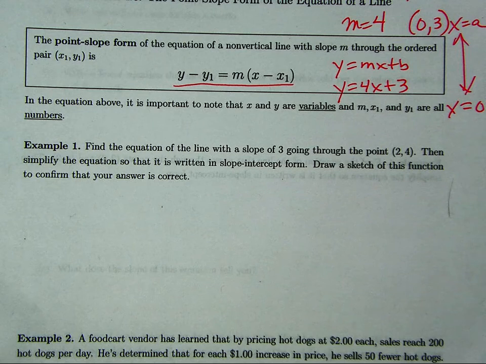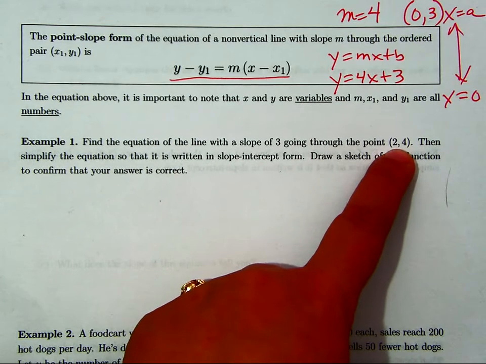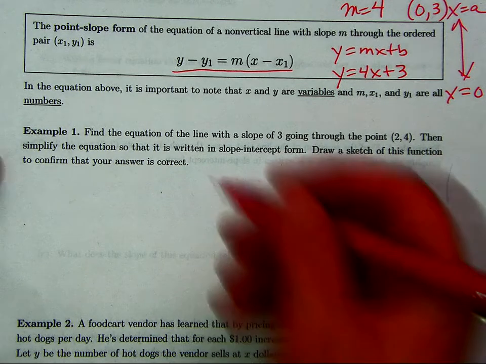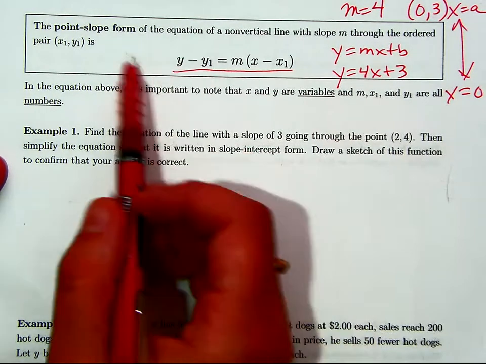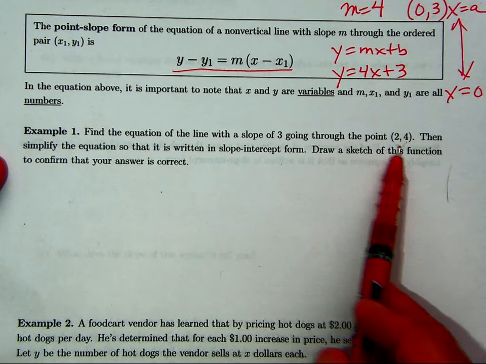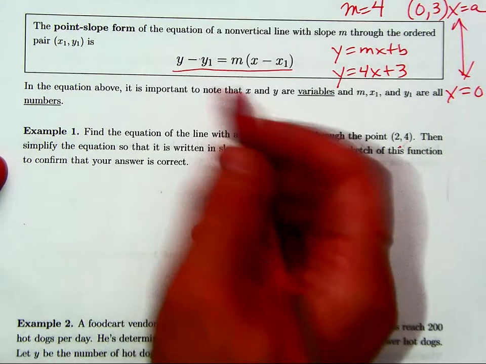You don't know the y-intercept. How come you don't know the y-intercept? X is 2. So this is where we use the point slope form, okay? Point slope means that I have one point that is not the y-intercept, and I have the slope is already given to me.